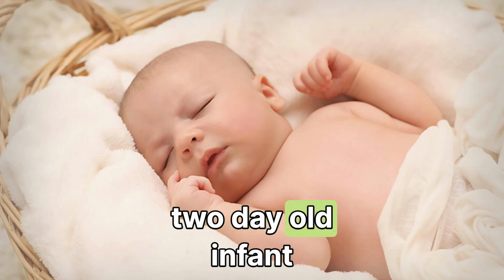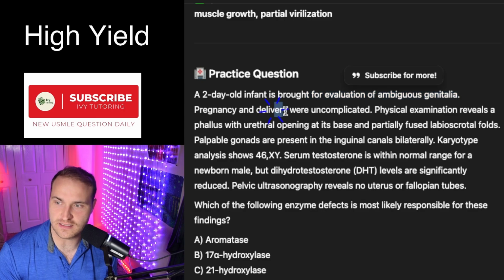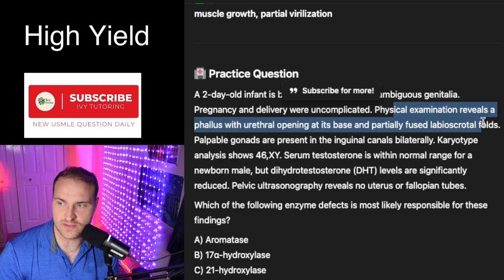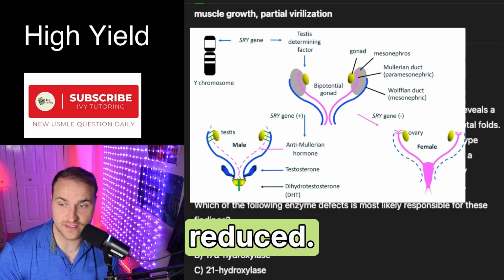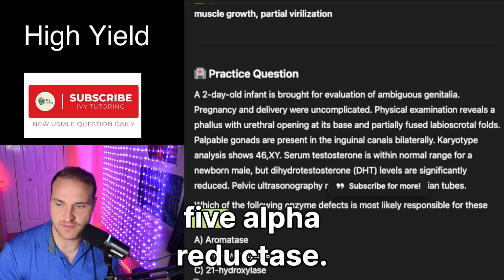So we have a 2-day-old infant that is brought for evaluation of ambiguous genitalia. Pregnancy and delivery were uncomplicated. Physical exam shows a phallus with urethra opening at the base and partially fused labioscrotal folds. So ambiguous genitalia. But DHT levels are significantly reduced. Which enzyme is most likely responsible? The answer is going to be 5-alpha reductase.